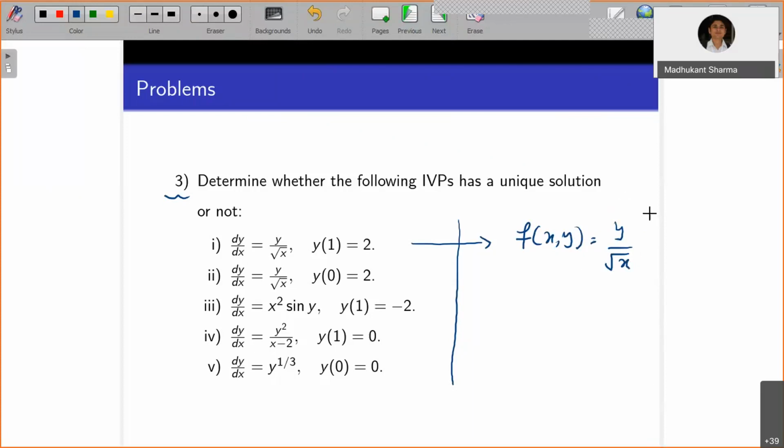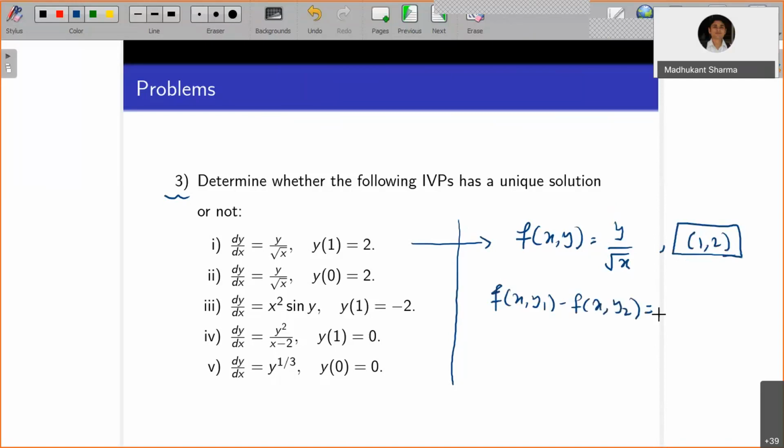Right. The other thing is that the given point is 1, 2. So you have to cover the rectangle around this point 1, 2 for Picard's theorem. The other thing is, when the function is continuous, you can then try the Lipschitz condition: f of x comma y1 minus f of x comma y2.